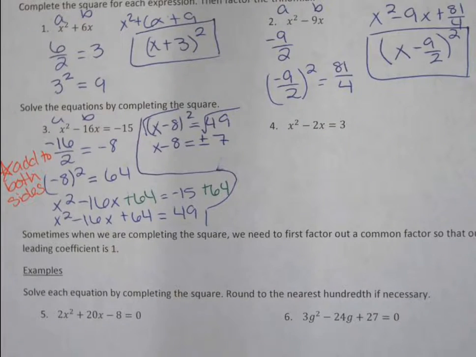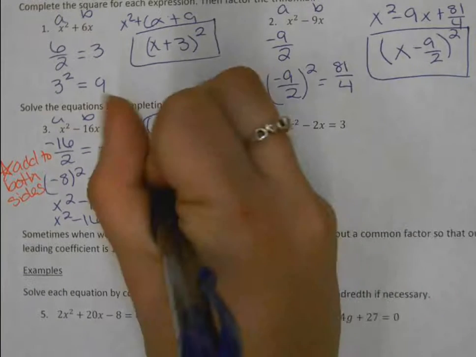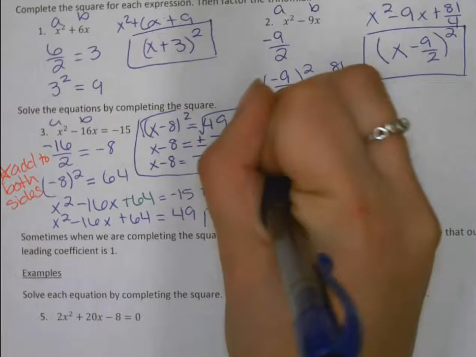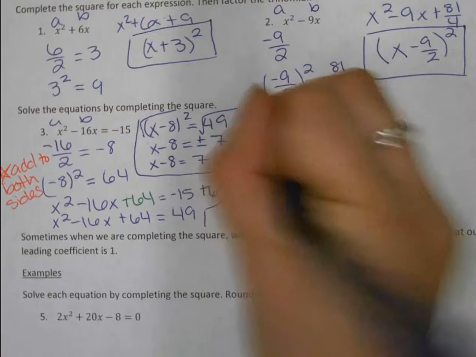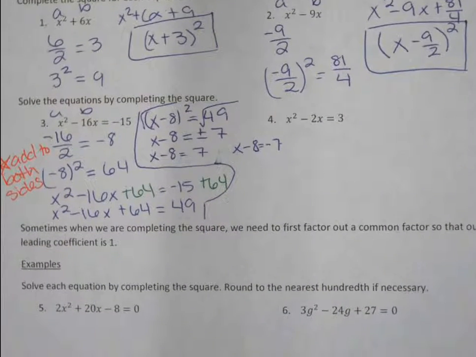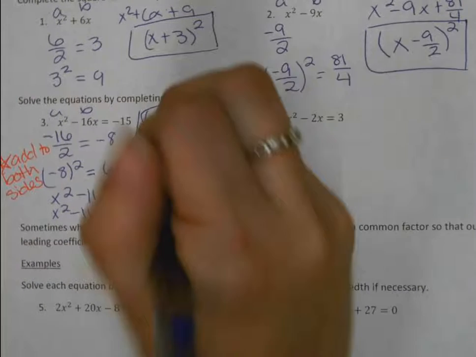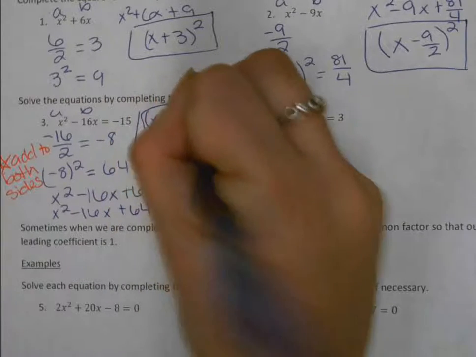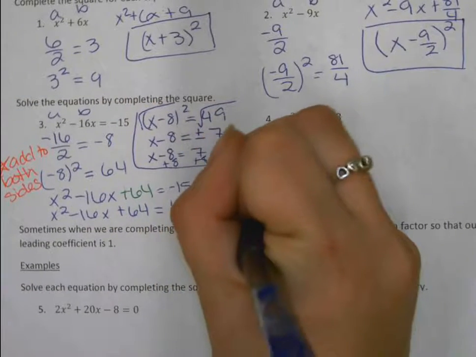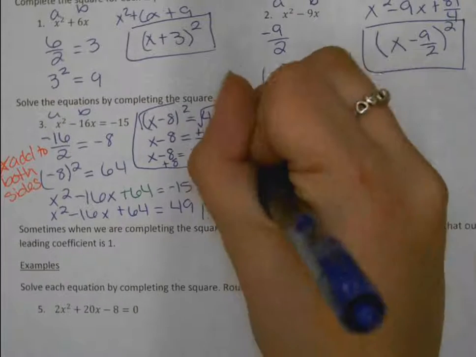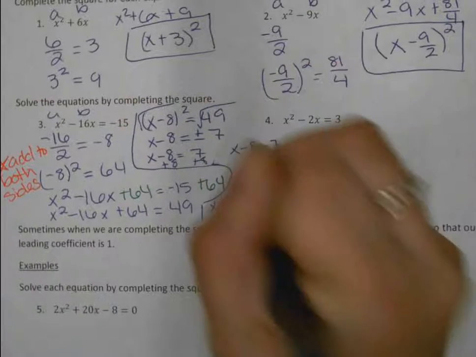Now is when I want to split into two equations. So I'm going to have x minus 8 equals 7, and x minus 8 equals negative 7. Again, I apologize for not giving us enough room. I was really trying to make this fit on one page. On my first equation, I add 8 to both sides, and I get x equals 15. And on the second one, I add 8 to both sides, and I get x equals 1.